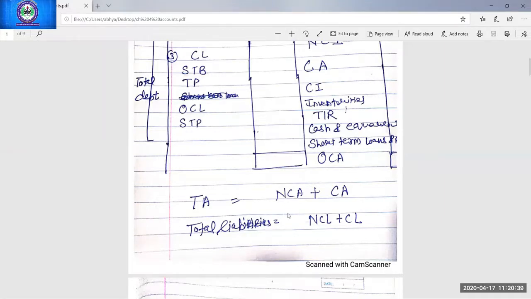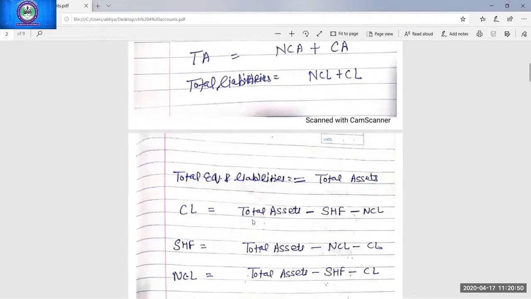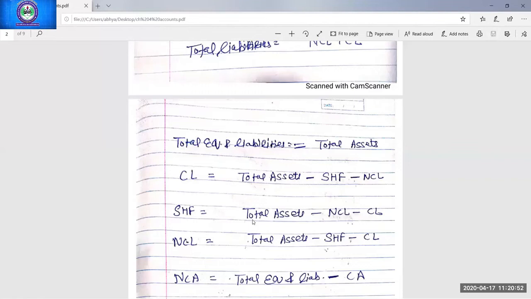So total assets are non-current asset plus current asset, and total equity and liabilities, that is, total liabilities or total debt, is equal to non-current liability plus current liability. Then total equity and liabilities is always equal to total assets. These are the two sides of the balance sheet.